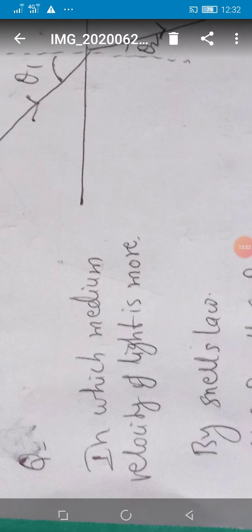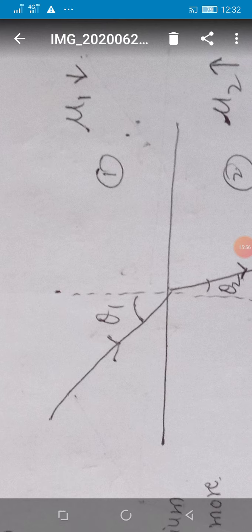Now see, student, here one question. See, I have shown one figure. Two media, mu1, mu2. I have drawn mu1 arrow downward, means mu1 is less than mu2. This means light is traveling from rarer to denser. The question is, you have to say in which medium velocity of light is greater. So how will you solve it, student?